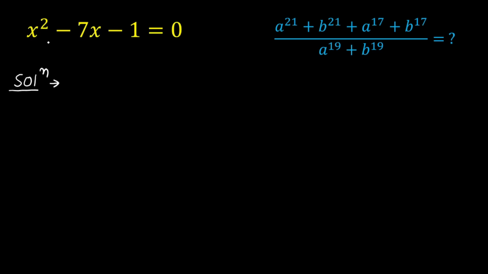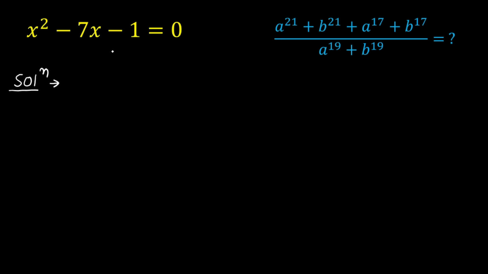Hello students, in this video we are going to solve x^2 - 7x - 1 = 0. And here we will find the value of this expression: (a^21 + b^21 + a^17 + b^17) / (a^19 + b^19). Here a and b are roots of this quadratic equation.